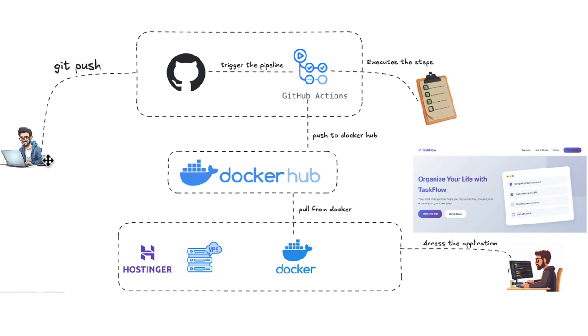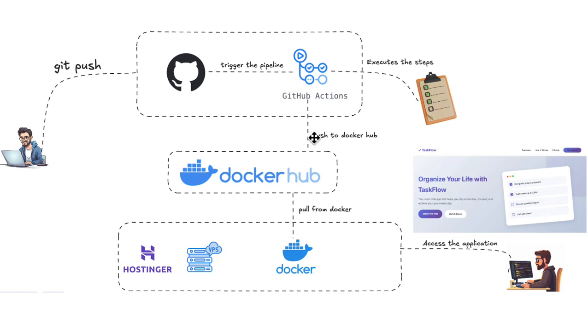All right, so it starts from the left-hand side when a developer implements a feature and pushes the code to GitHub. Once the code is pushed, GitHub will trigger the pipeline based on the configuration that we'll provide. Then GitHub Actions will execute the steps from checking out the code, building the application, running the tests, and everything we define in our deployment pipeline. Once the last step is executed, it will automatically push the image to Docker Hub.